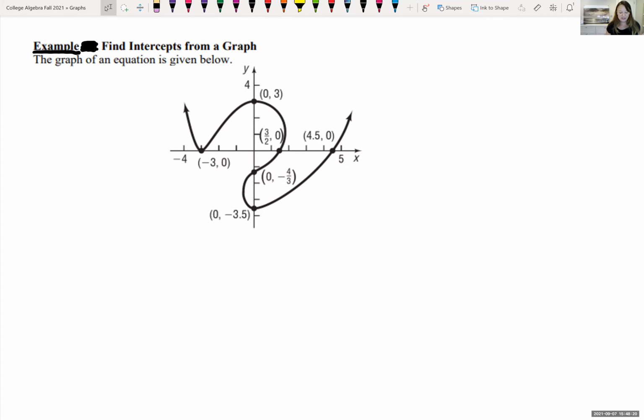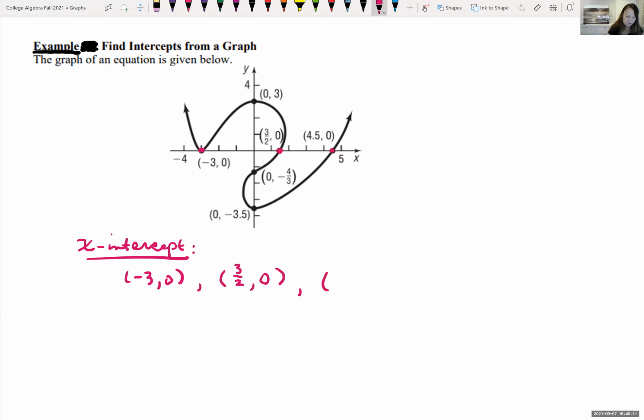The following example says just look at the graph and find the intercepts of the graph. Intercepts are the values where we're actually crossing or touching the x and y axis. Right here I can see one point, (-3, 0). Let's give more detail and tell which are the x-intercepts and which are the y. At this point, x is 3/2 and y is 0. And at this point, x is 4.5 and y is 0.